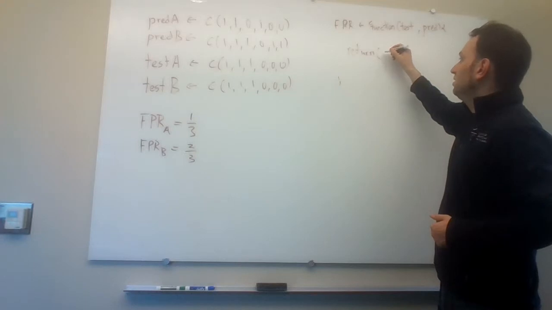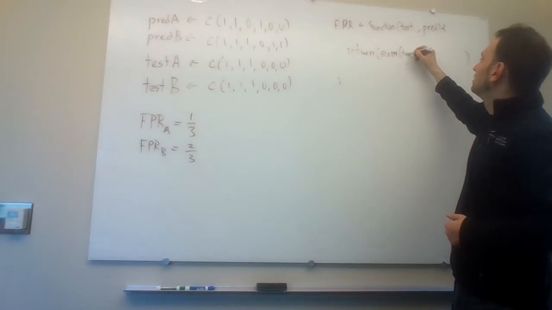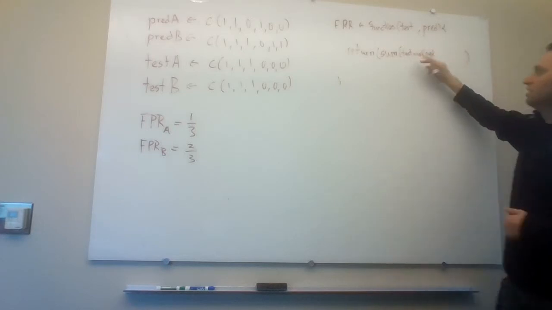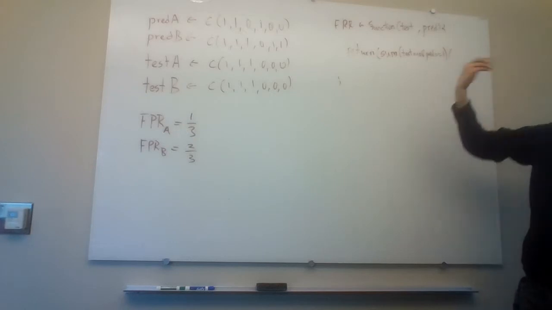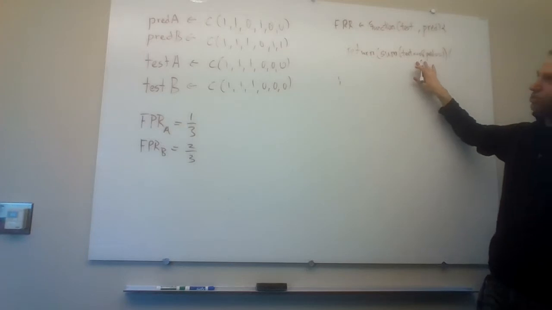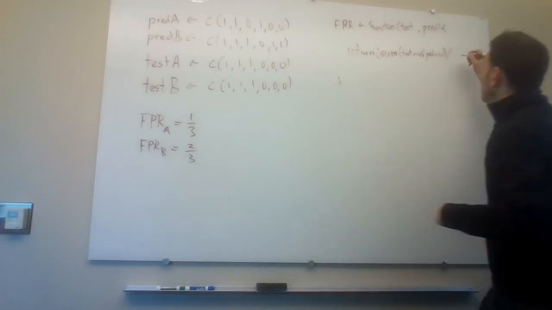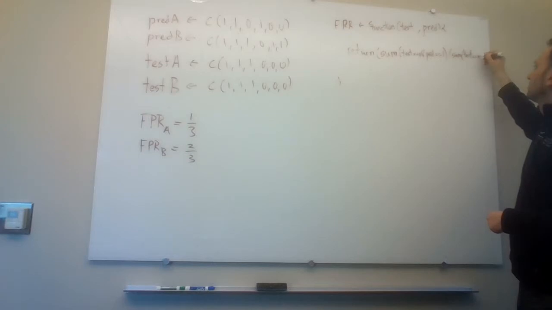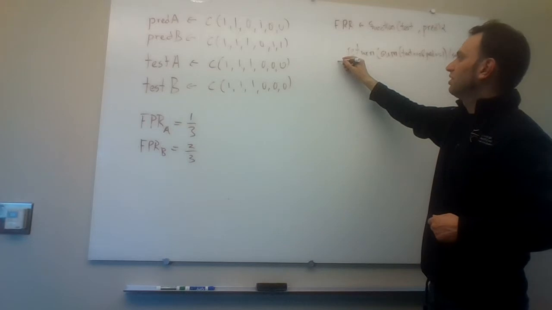So it would be the sum of test is 0 and pred is 1, so we are wrong on the negative, divided by the total number of negatives. The total number of negatives is just the sum of test equals 0. So here, for example, the total number of negatives would be 3 because those are those 3 zeros. So we'll divide by test equals 0, and that's what we're going to return. So that was just a one-liner.